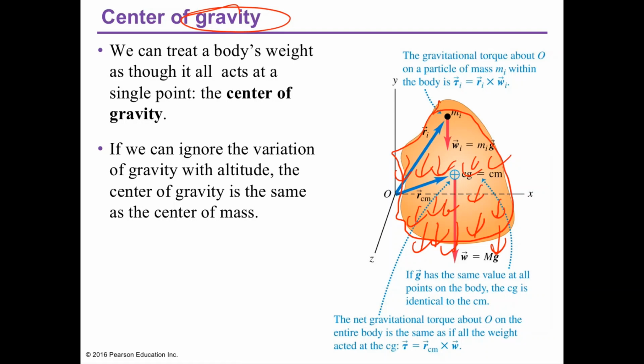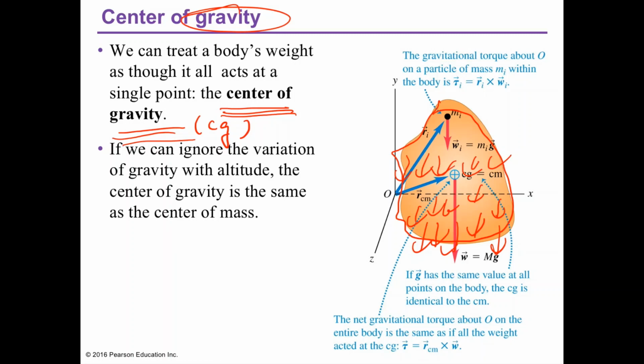So the weight doesn't act at a single point. We know that it is distributed over the entire body, but we can always calculate the torque due to the body's weight by assuming that the entire force of gravity, or the weight, is concentrated at a point called the center of gravity. We basically can treat a body's weight as though it acts at a single point. That is the center of gravity. Typically, we use CG to denote this point.